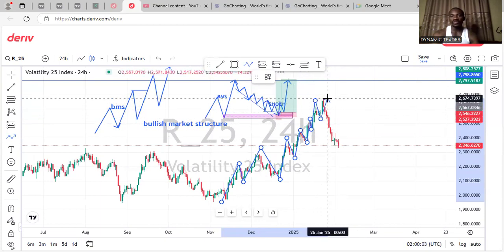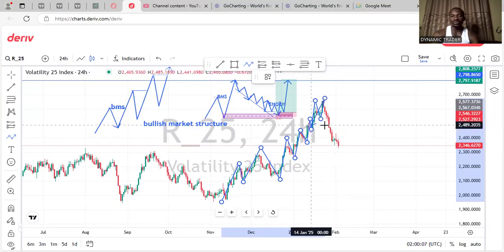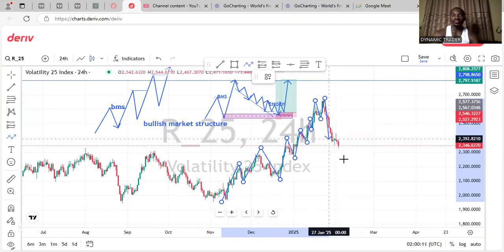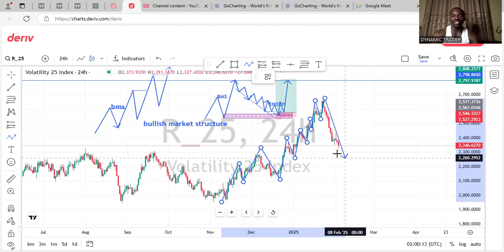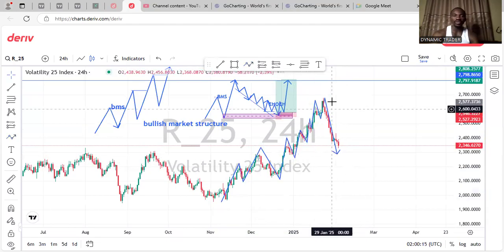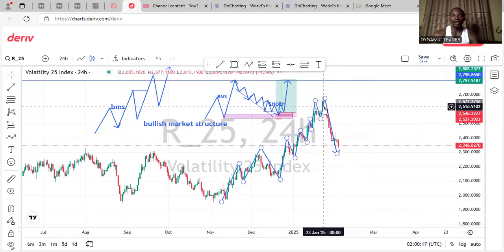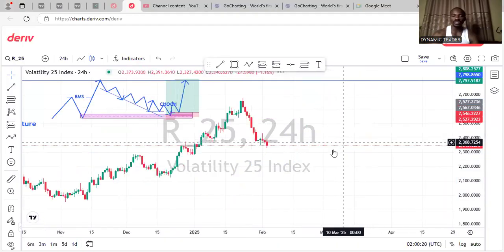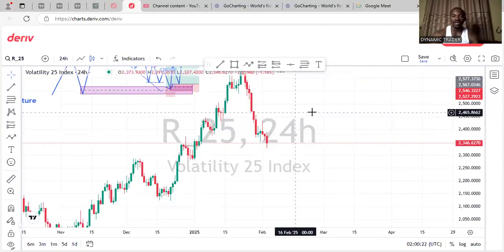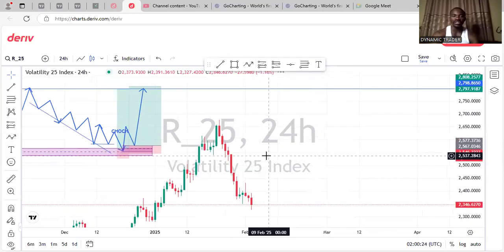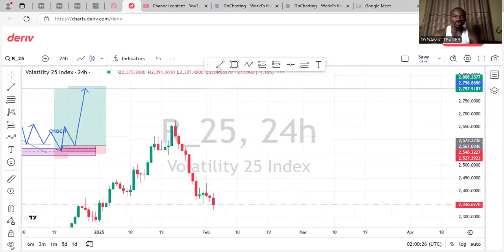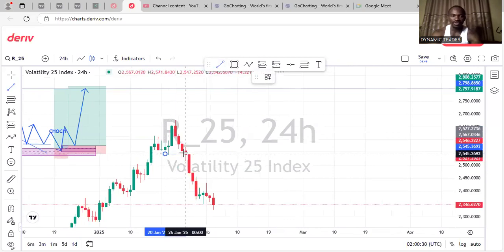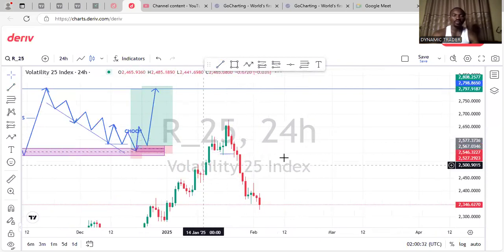Then it failed to break a higher high and started breaking below, so it has caused change of character. In this case, we are now referring to bearish structure because the market has changed behavior from being bullish to being bearish. So how to approach this particular trade, this VIX 25, is that this was the demand zone that was broken, that was destroyed. So this was where the change of character happened.